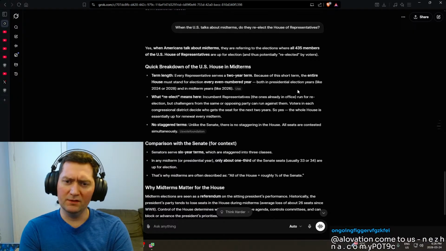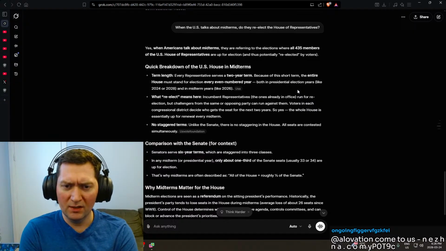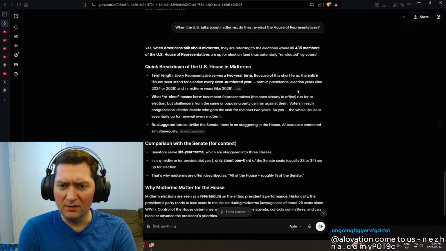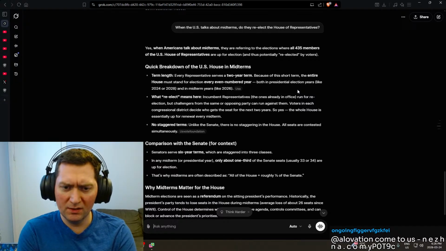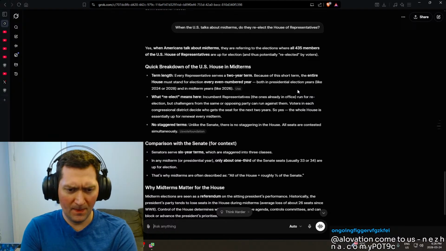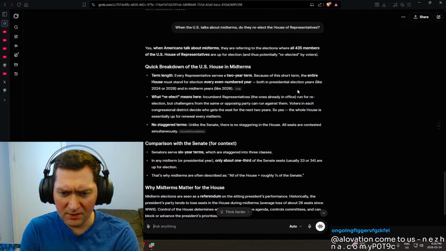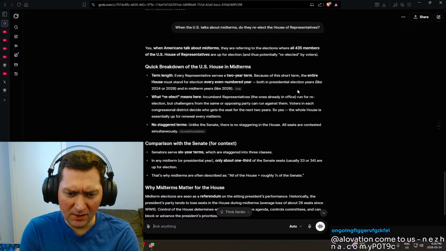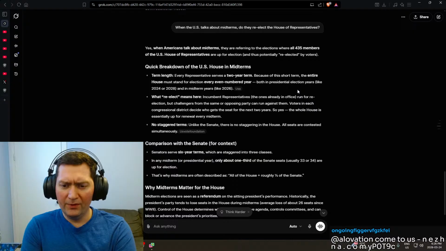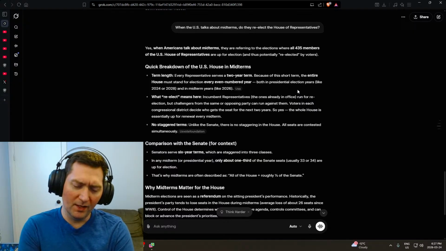Every representative serves a 2-year term. Because of this short term, the entire House must stand for election every even number year. What re-elect means here is incumbent representatives. In comparison, senators serve 6-year terms, which are staggered into 3 classes. In any midterm or presidential year, only about 1/3 of Senate seats, usually 33 or 34, are up for election.